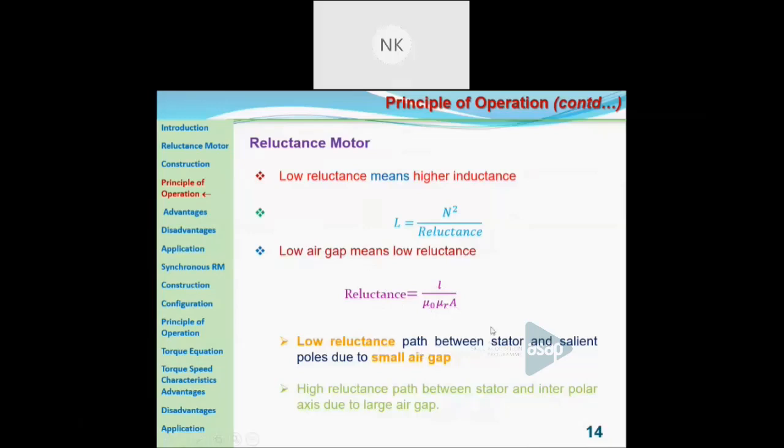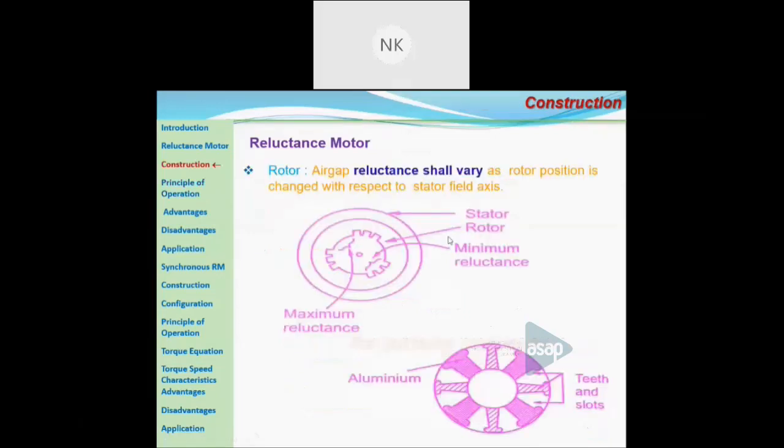So the reluctance path between the stator and the salient poles is due to the small air gap. As you can see here, the combined one. This is the stator and this is the rotor, where some part of the rotor teeth have been removed. You can see here, where the rotor teeth are removed you will have maximum reluctance, meaning low permeance, and elsewhere you will have minimum reluctance, or high permeance.